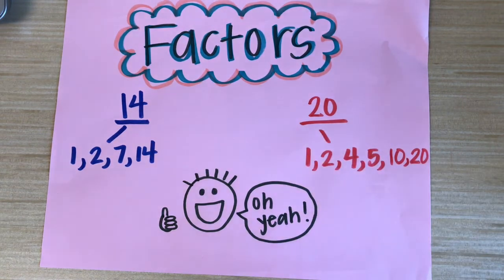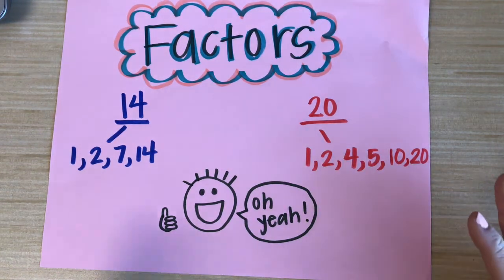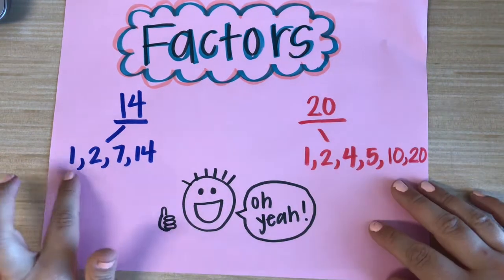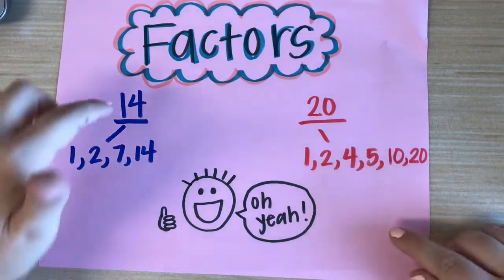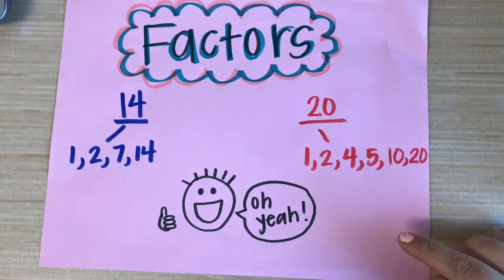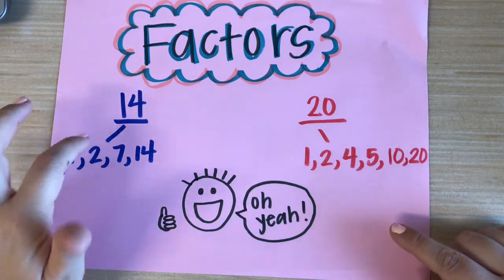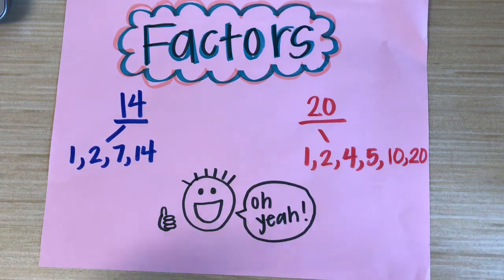So we'll get more into that. I just want you to kind of remember how we use factors. You think about any number that can be a factor of that. For example, 14 has factors of 1, 2, 7, and 14. So you want to look for factors that both numbers have.